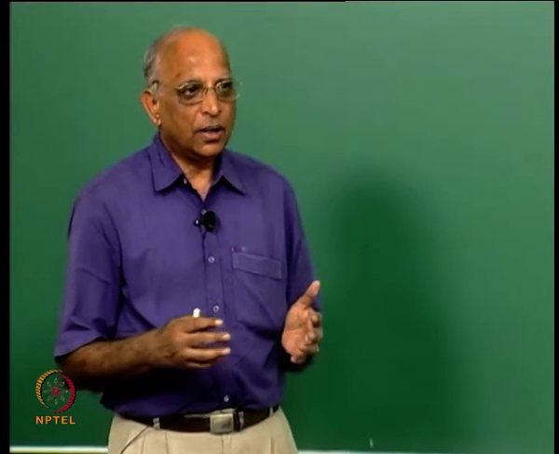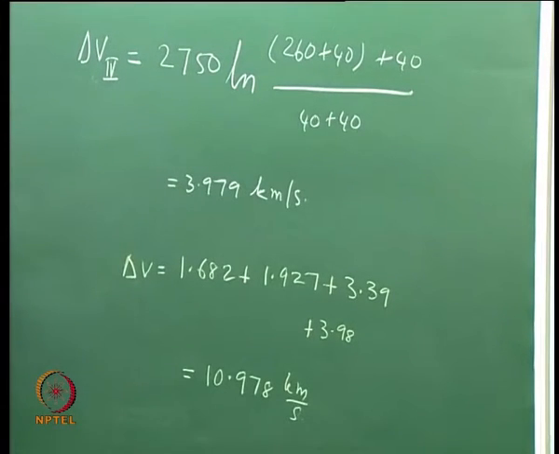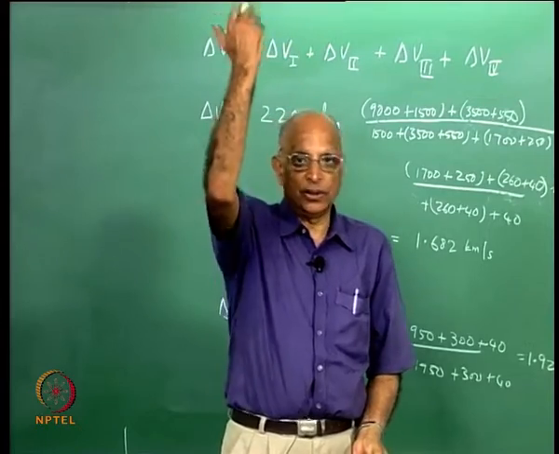Here we must remember that we have neglected the velocity gains when the used or discarded stages are removed, and this is the velocity which is available to you for orbiting plus the potential energy, or the velocity to increase the height of the rocket from the ground to the particular orbit.